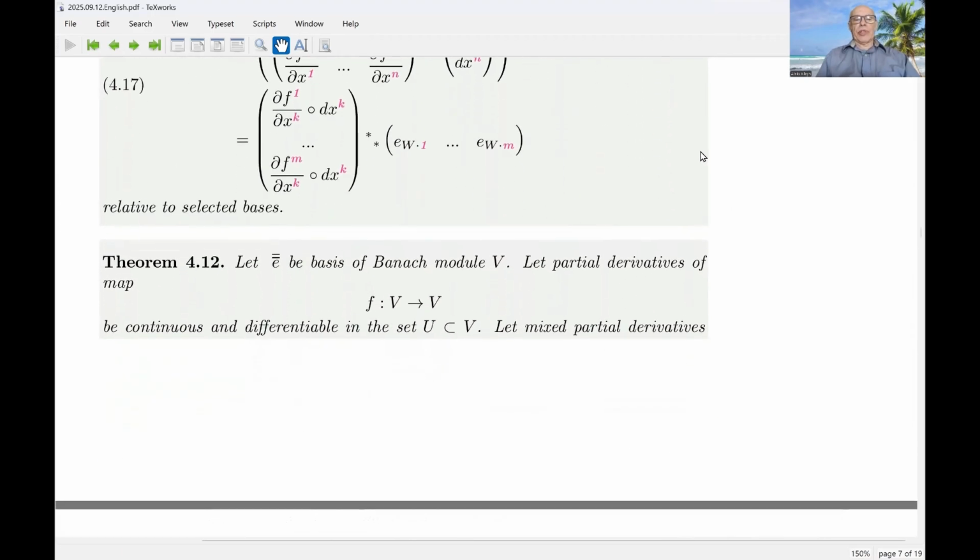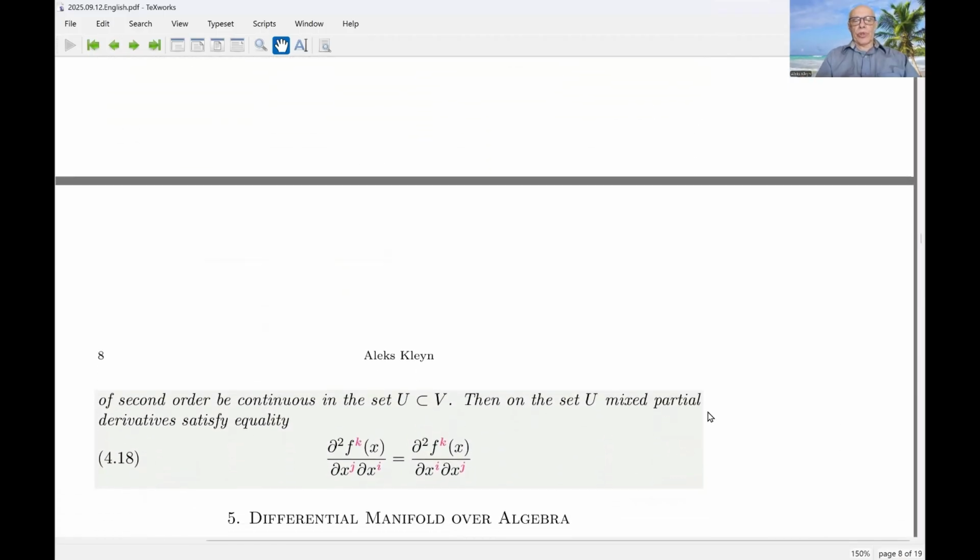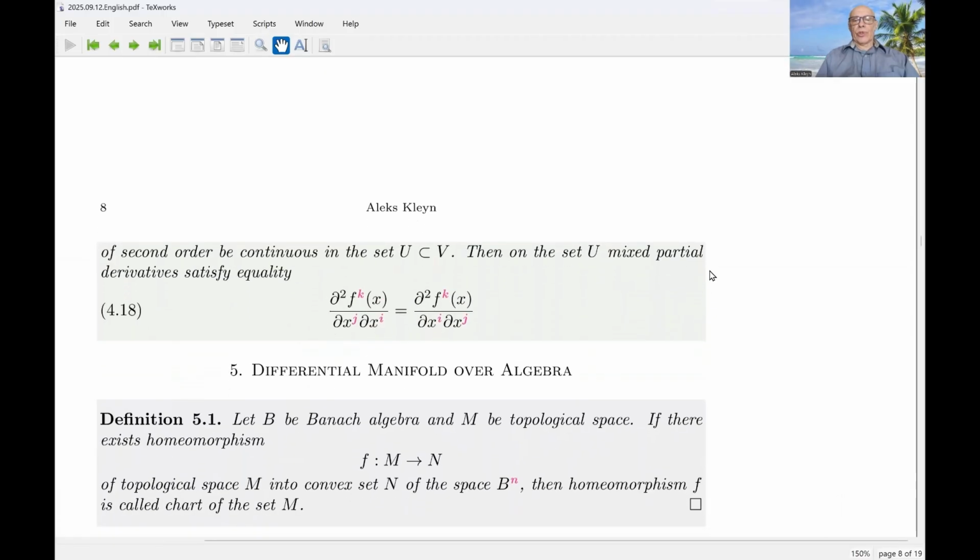Let e be a basis of Banach module V. Let the partial derivative of map F be continuous and differentiable on the set U. Let mixed partial derivatives of second order be continuous on the set U. Then on the set U, mixed partial derivatives satisfy equality for 18.